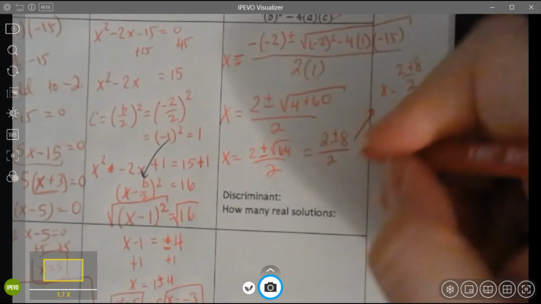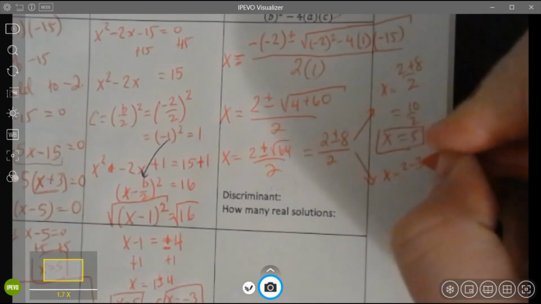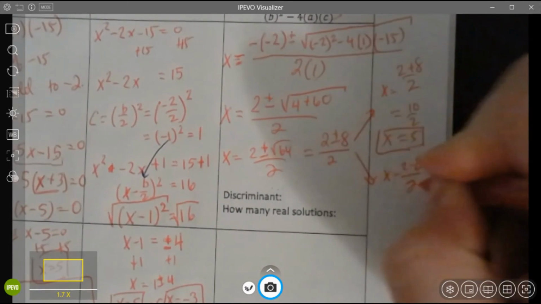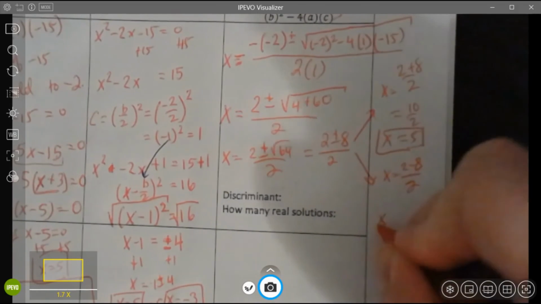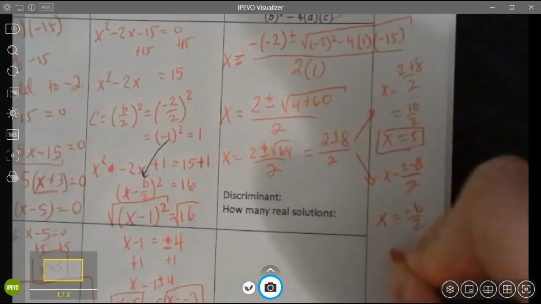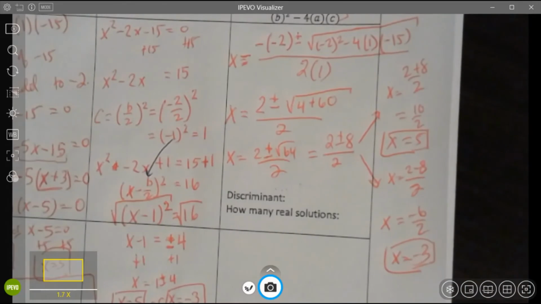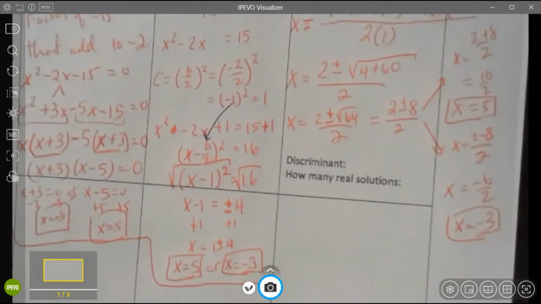Then we could also subtract. So we could say x equals 2 minus 8 over 2. So 2 minus 8 gets you -6 over 2, which is -3. So notice those are the same exact two solutions that we had when we did it with completing the square and when we did it with factoring.